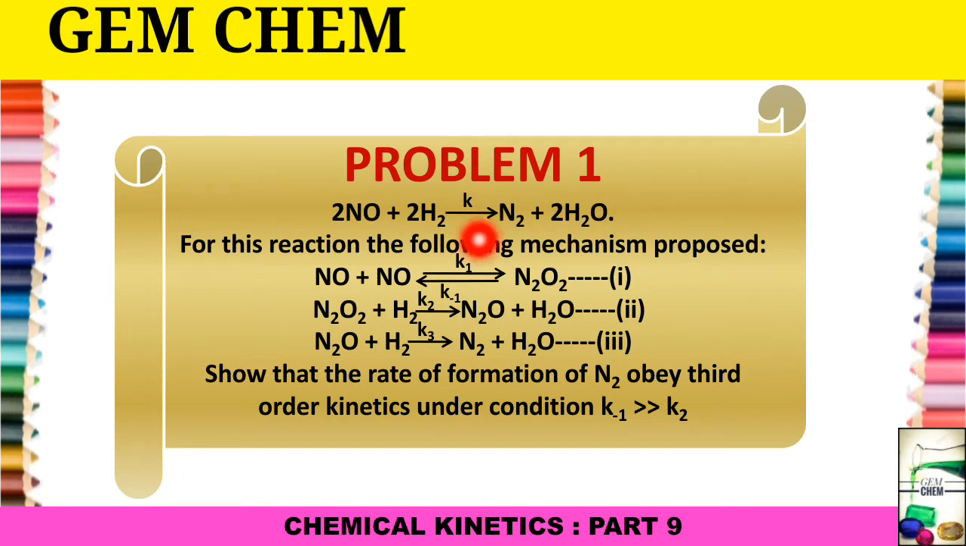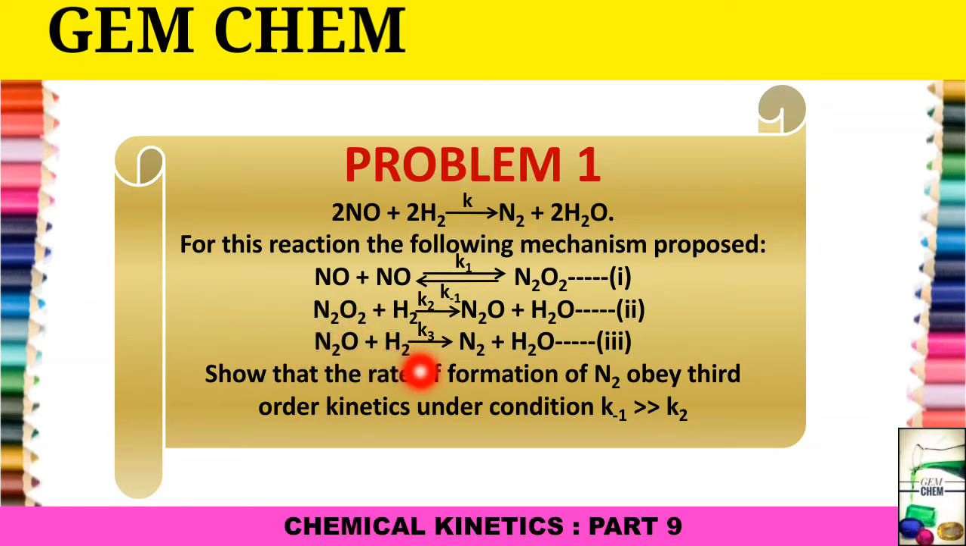And for this reaction a mechanism is being proposed. NO plus NO produces N2O2, with K1 and K minus 1. Similarly, N2O2 plus hydrogen produces N2O plus H2O.